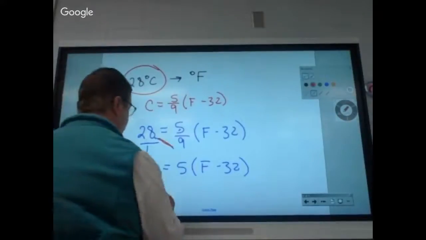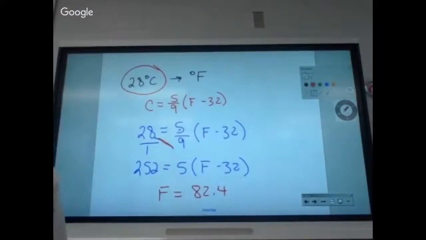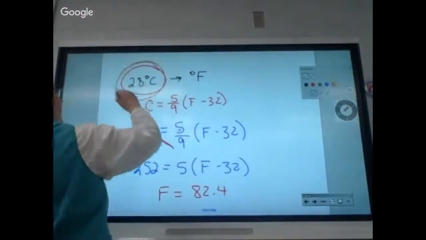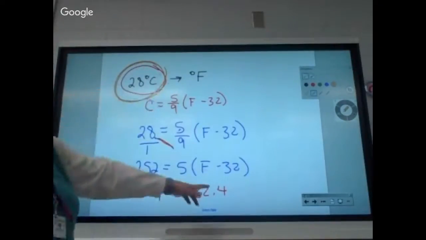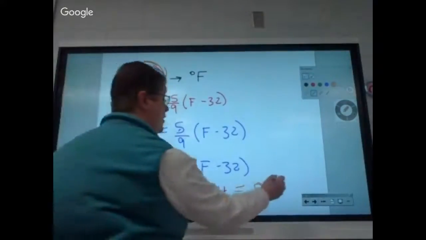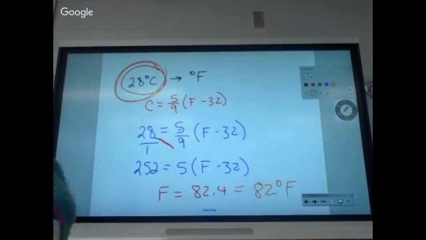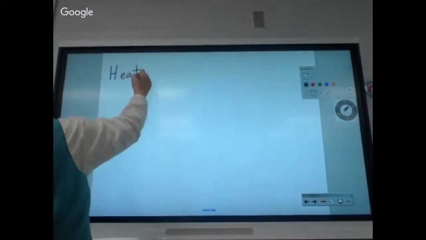All right? So did everybody get down to F equals 82.4 at this point? Did everybody hear me say significant digits are based on your starting data? It doesn't matter about the formula. So you had 2 significant digits there. We need 2 in our answer, so we round to 82. And then degrees Fahrenheit for our unit. Everybody good? Now, to finish the day, we're going to talk for a little bit about heat.